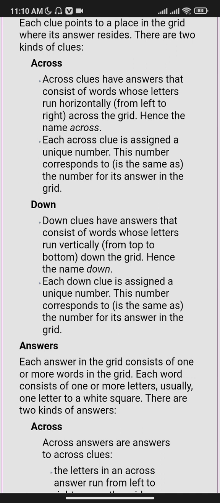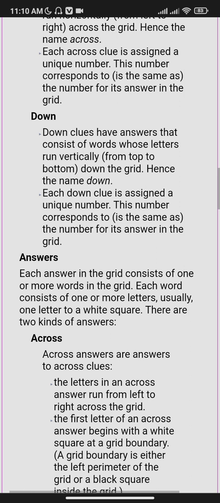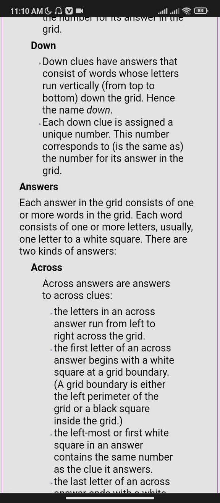Down clues have answers that consist of words whose letters run vertically from top to bottom down the grid, hence the name down. Each down clue is assigned a unique number. This number is the same as the number of its answer in the grid. Each answer in the grid consists of one or two words in the grid. Each word consists of one letter, usually one letter to a word square.